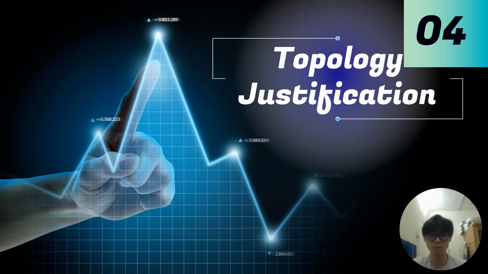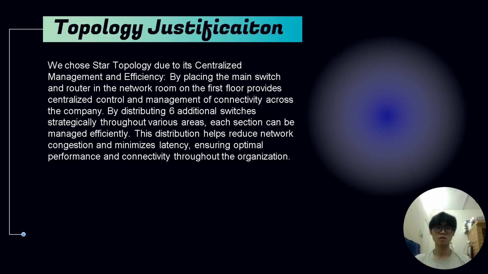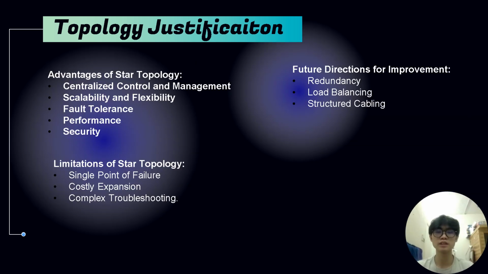Okay, so now we're going to talk about the topology justification. We chose star topology for its centralized management and efficiency. Placing the main switch and router in the network room on the first floor centralizes the control. 6 additional switches, strategically distributed, reduce network congestion and latency, ensuring optimal performance and connectivity throughout the organization. Some advantages of this topology are its security and its performance, and some limitations are its costly expansion, and a future direction of improvement is eliminating redundancy.